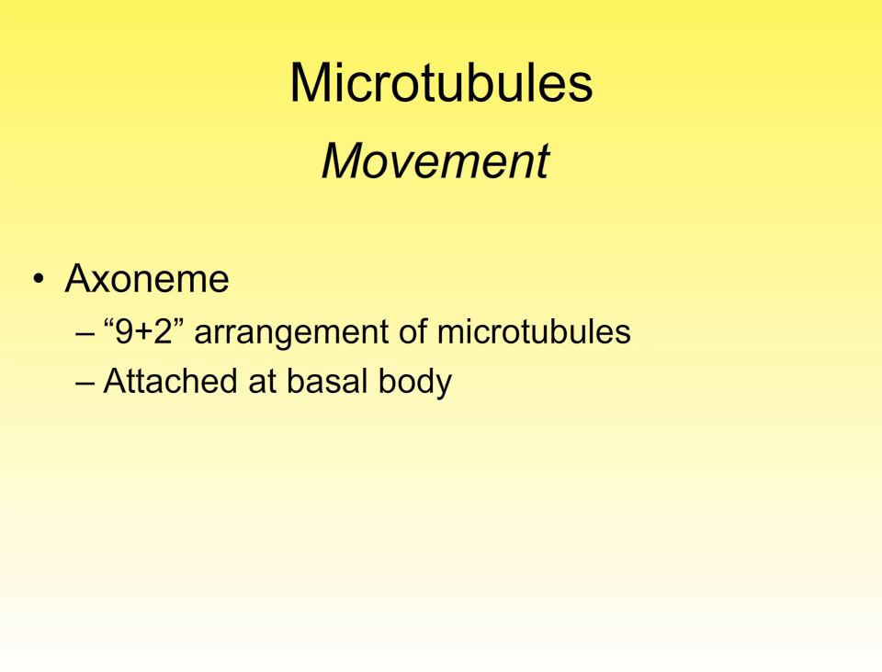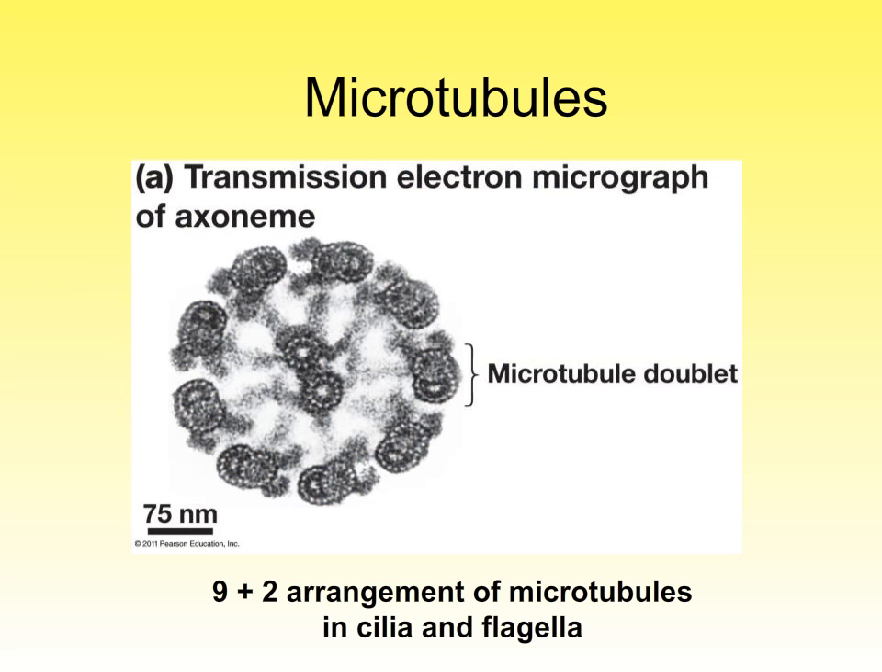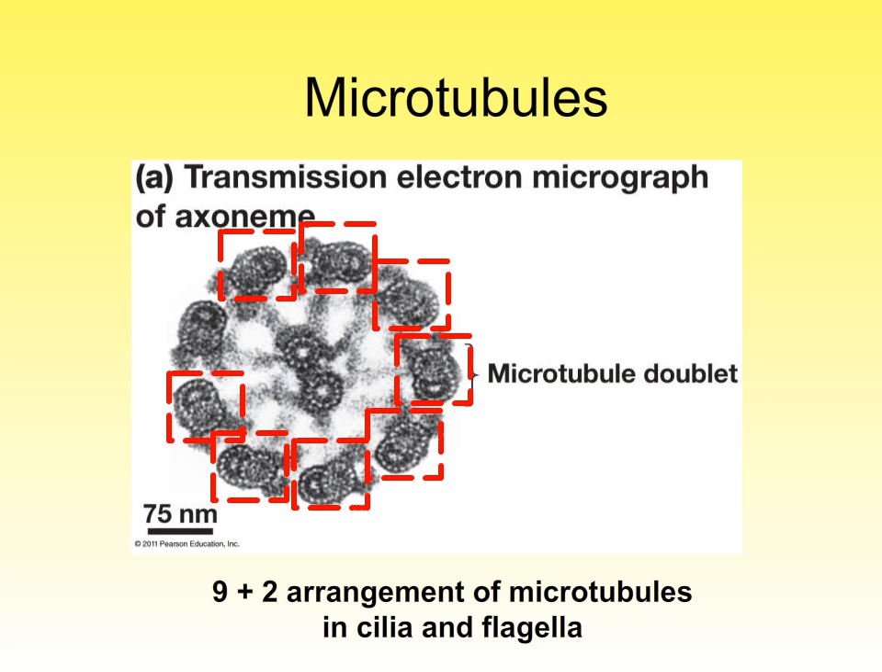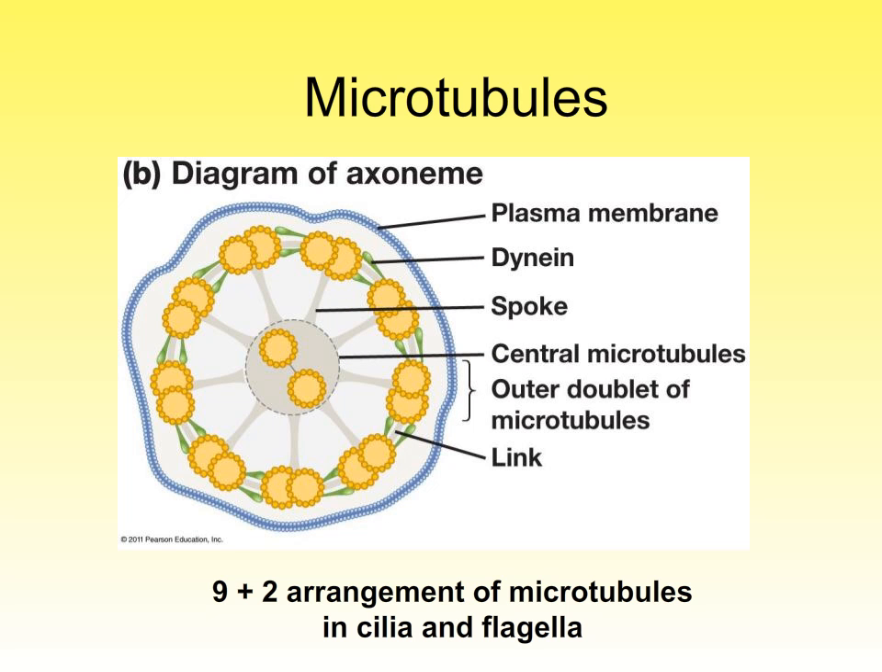Axonemes are structures that extend from the surface of the cell and are composed of microtubules in a 9+2 arrangement. They attach to the cell at the basal body, which is almost identical in composition to a centriole. The 9+2 arrangement of the axoneme refers to the 9 microtubule doublets that surround the two central microtubules. Here's a diagram of a cross-section of an axoneme. The whole structure is surrounded by the plasma membrane.